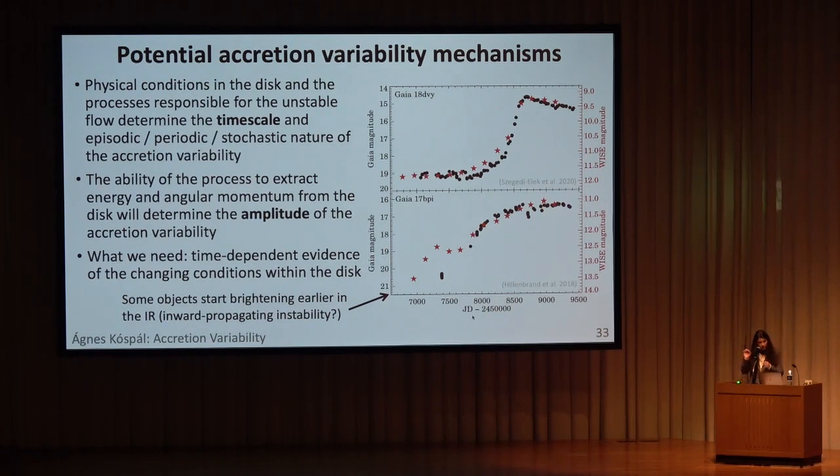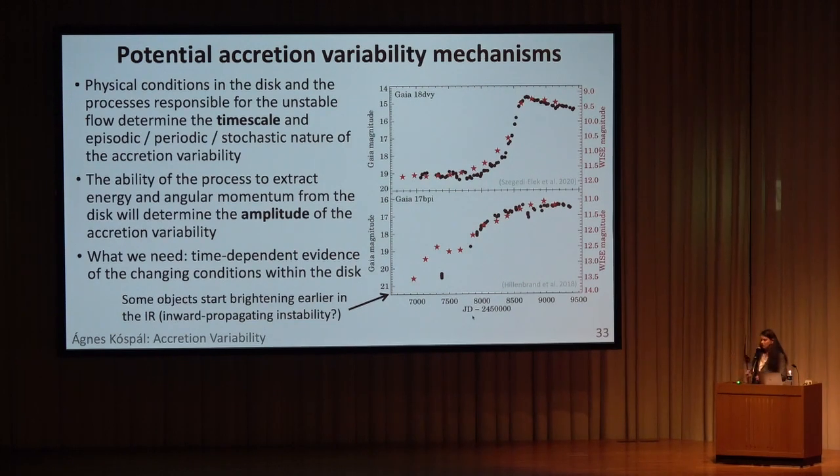For example, if you trigger the outburst in the inner disk, you will have a shorter time scale. If you trigger it farther out, you will have a longer time scale. The ability of the process to extract energy and angular momentum from the disk will determine the amplitude of the variability. So what we need, basically, is a time-dependent evidence for changing conditions in the disk.